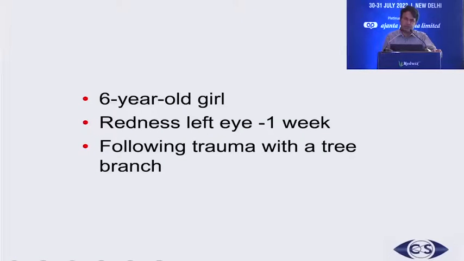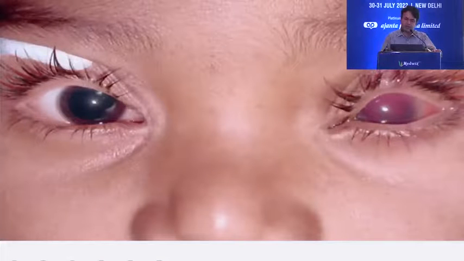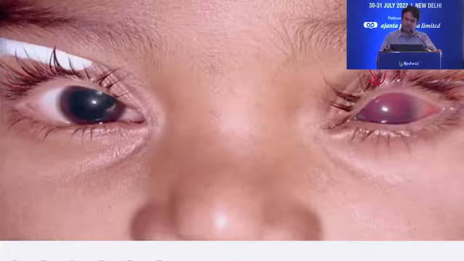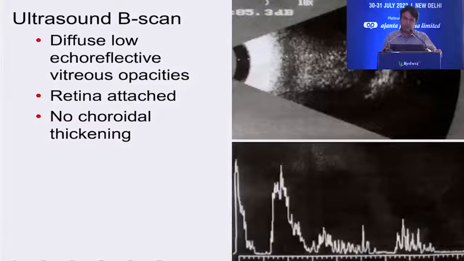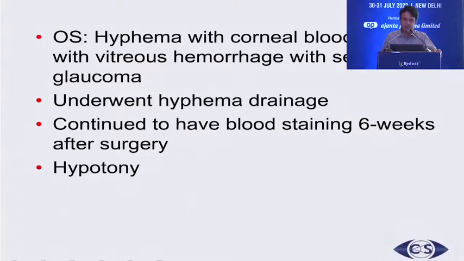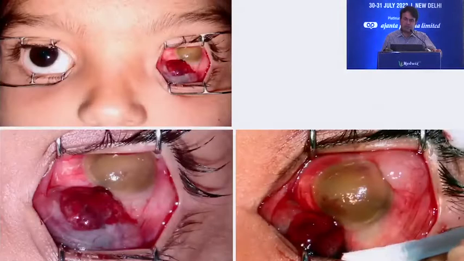This was a 6-year-old girl who had a history of trauma. You can actually see there is a small lid laceration, and she has a full chamber hyphema. This was drained by a glaucoma specialist. He did do a B scan before he drained it, but what was missed was this calcification. Several months later, the child presented with extraocular extension of retinoblastoma which she had.